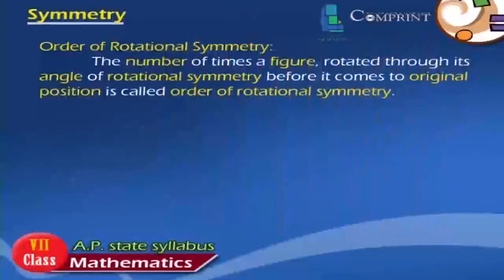Order of rotational symmetry. The number of times a figure is rotated through its angle of rotational symmetry before it comes to its original position is called the order of rotational symmetry.